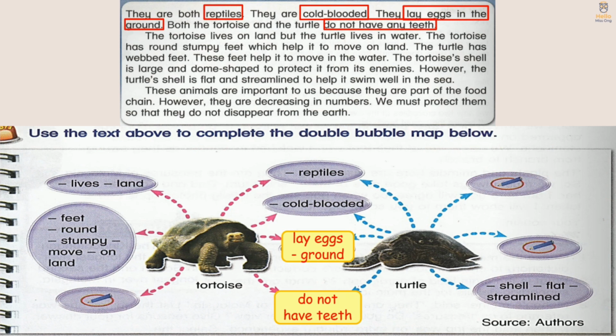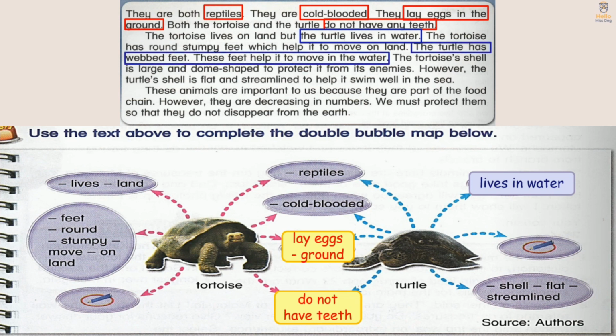Now let's find the differences between the tortoise and the turtle. Tortoise lives on land. How about the turtle? The turtle lives in water. The tortoise has round stumpy feet which help it to move on land. What about the turtle? The turtle has webbed feet. These feet help it to move in the water.